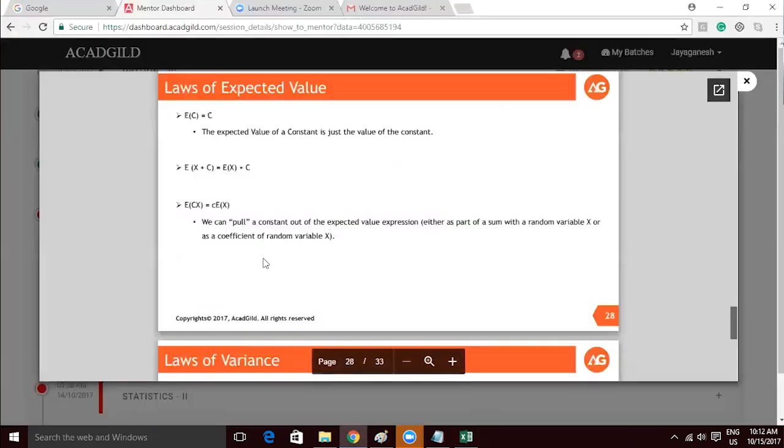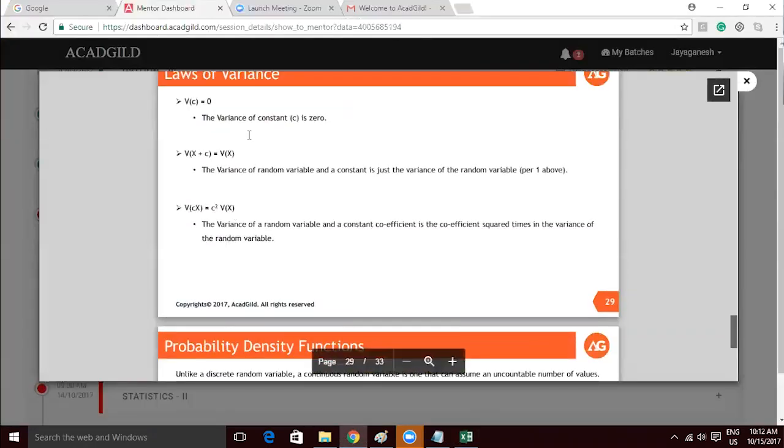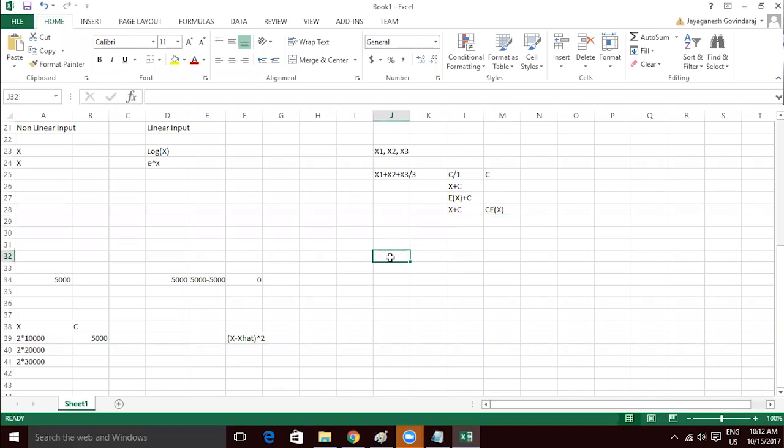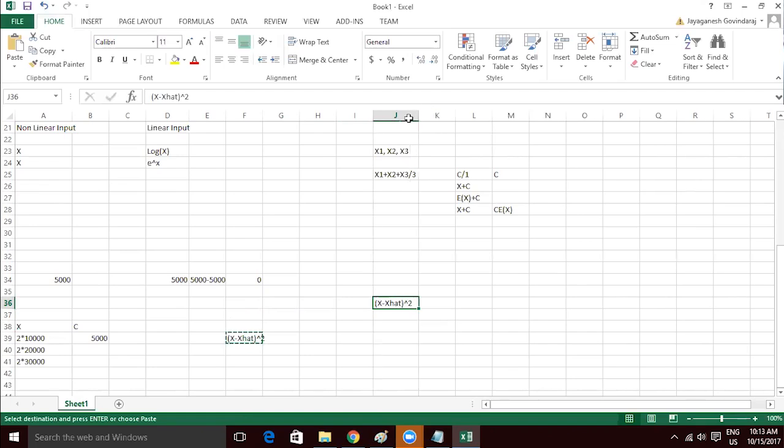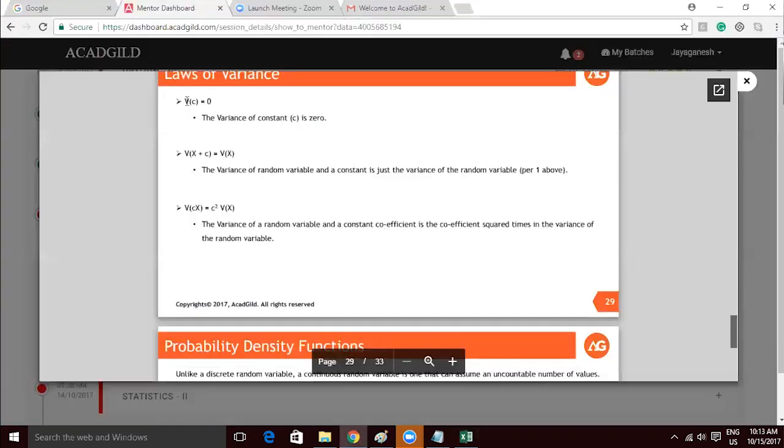Now when you apply the same concepts to the law of variance, you have c. What is the variance formula? It is this. The actual value, the real input minus mean, whole square, is basically the variance formula. The x value is c now. What is the mean value? The mean value is also c for a constant. So c minus c is basically 0. So the variance of a constant is equal to 0.